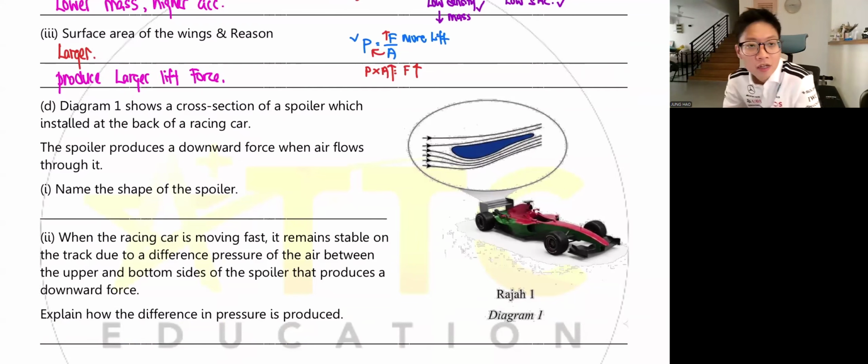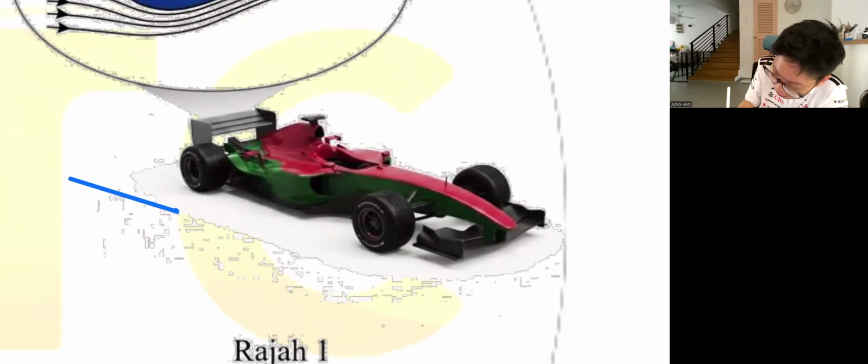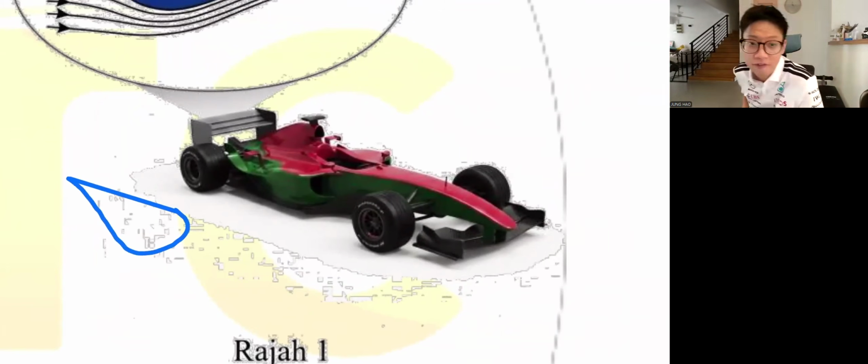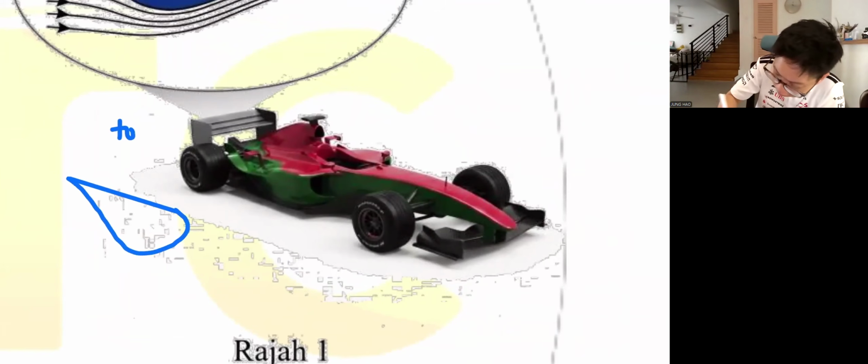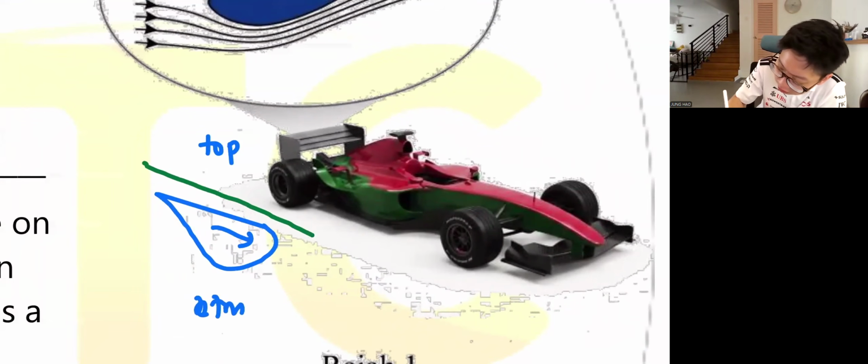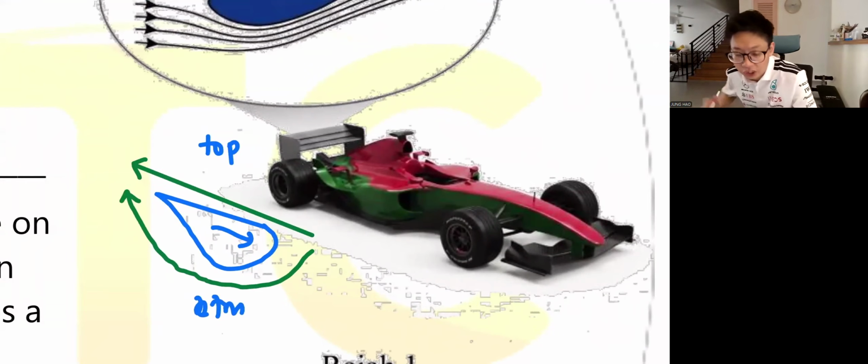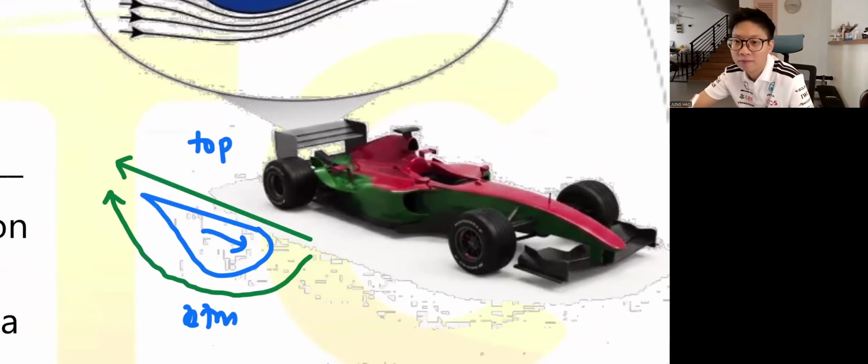So let's continue. Okay. So guys, this is the sports car. So why does a sports car need to be this? Last part for today already, guys. So this is how the shape of the spoiler is. This is the top part, this is the bottom part. When the car moves forward, you will realize that the air flows across the top and the air flows across the bottom. Guys, can you tell me which air is faster? Top or bottom?